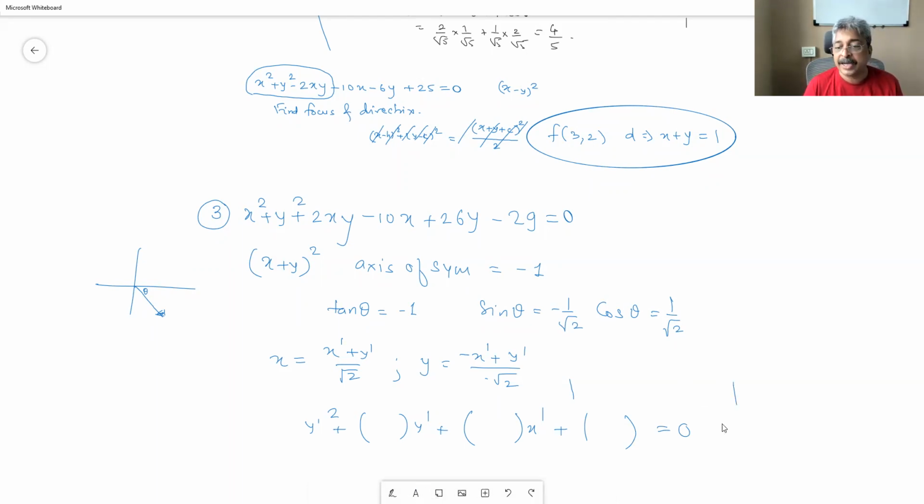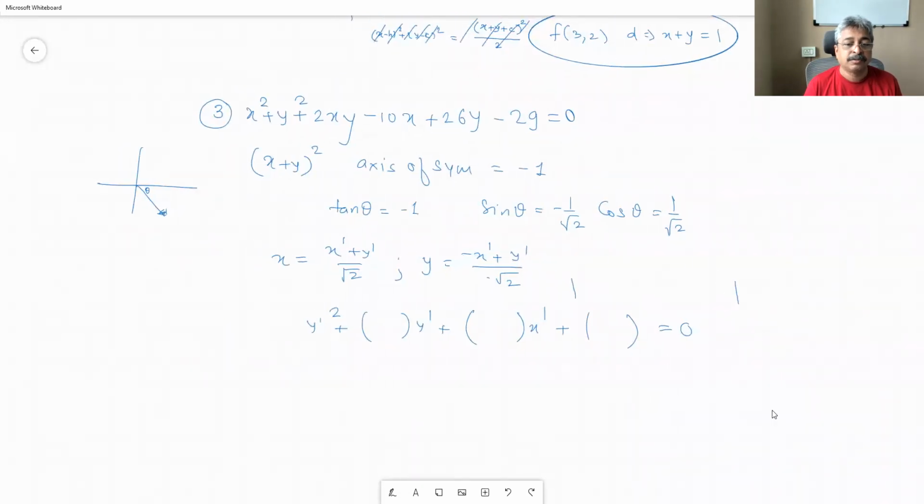Does anybody have these brackets ready? No. Nobody has solved it in this way, it seems.